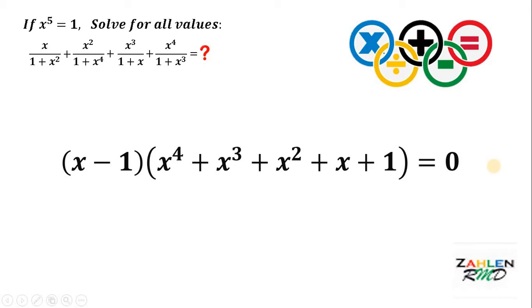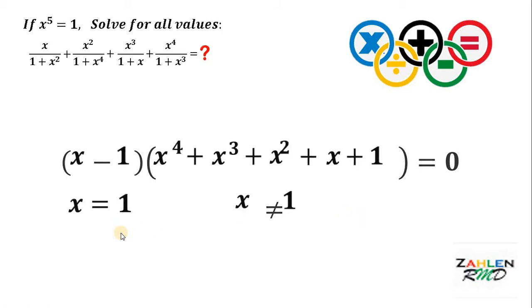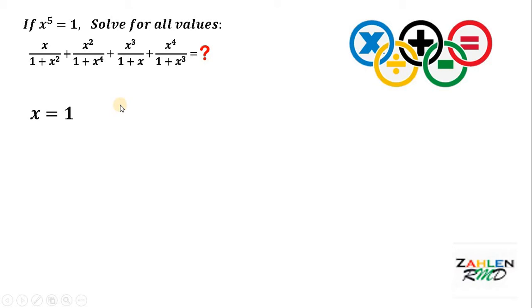And since it is equal to 0, therefore, at least one of them must be equal to 0. So if x minus 1 equals 0, we get x equals 1. And this is our first case. Now the second case is if x to the fourth plus x cubed plus x squared plus x plus 1 equals 0. And to make it simple, let's say this case is when x is not equal to 1. Now let's focus on our first case, if x equals 1.